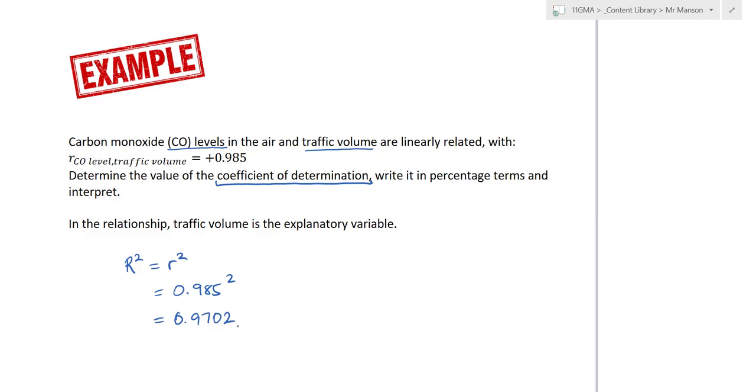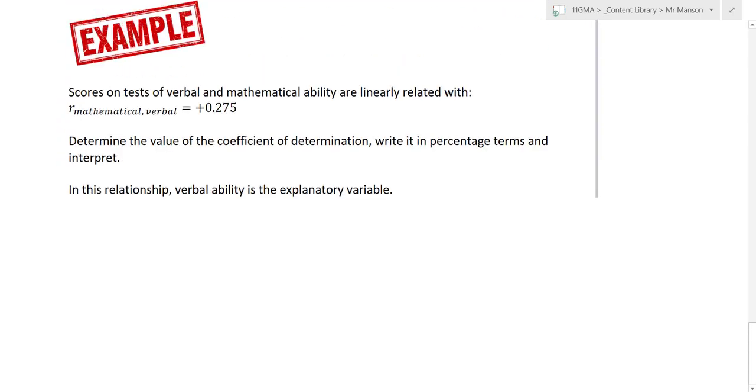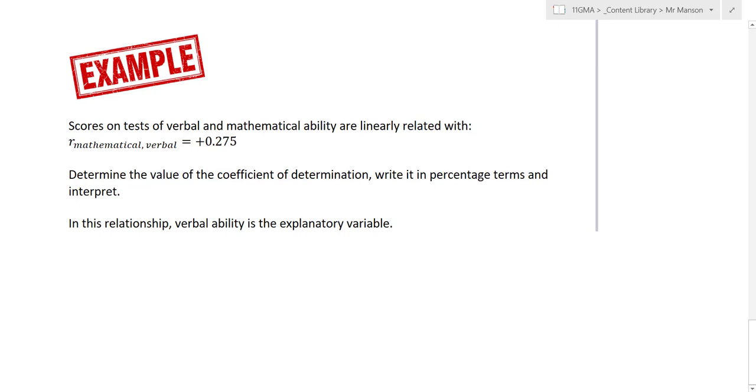So is this strong correlation? Not really. In fact, if you go back to the zones that we talked about last lesson, which are pretty loosely linked zones, this falls into the second zone, that R value. So we would say that's weakly related. So it's a weak correlation. Just a bit more than that 25% mark. So that's the R mathematical to verbal. So we're saying here that the explanatory variable is the verbal result, and that your mathematical ability is based on whether you've got good verbal testing.